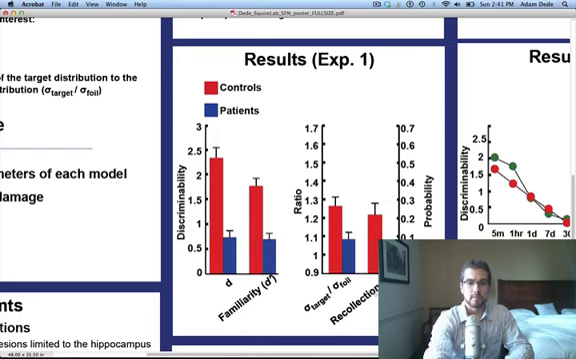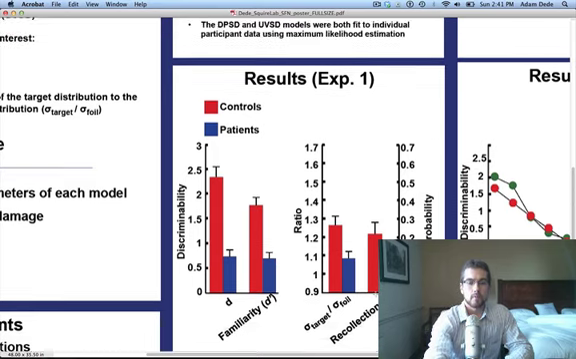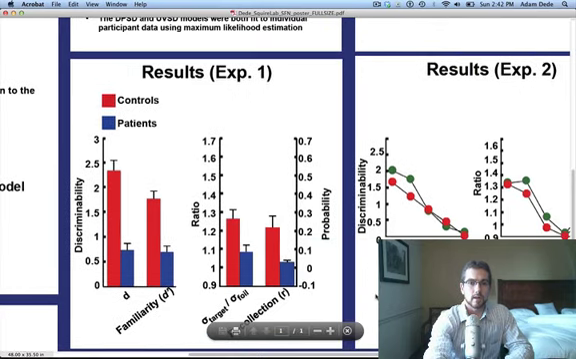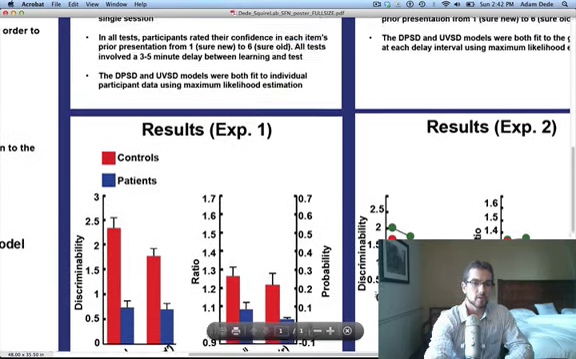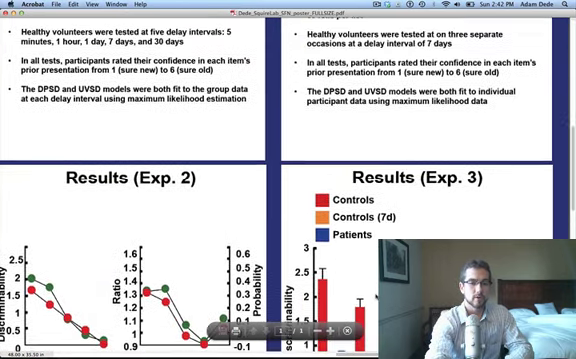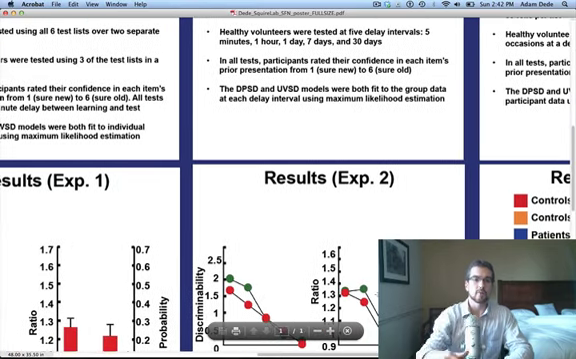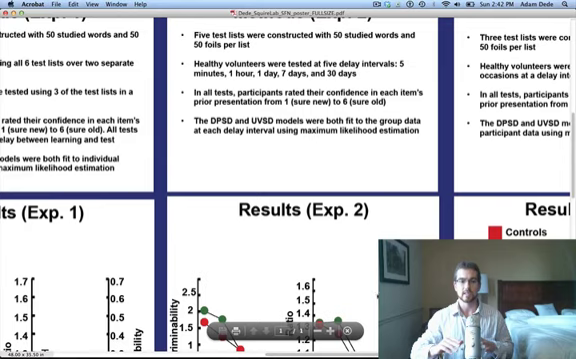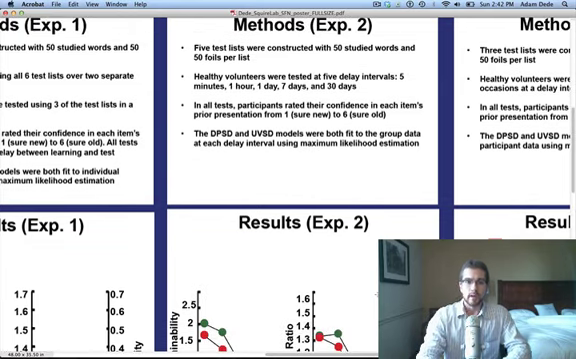So we wanted to see, is this performance similar to that of healthy controls when the healthy controls have weak memory, or is there still something kind of weird going on here that maybe we're not seeing in this particular experiment? And so in experiment 2, we had five test lists that were constructed just the same way as in experiment 1.